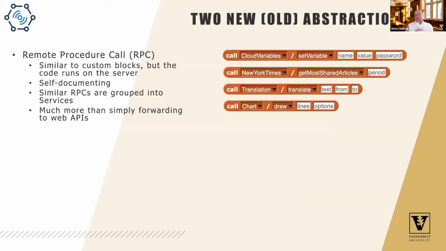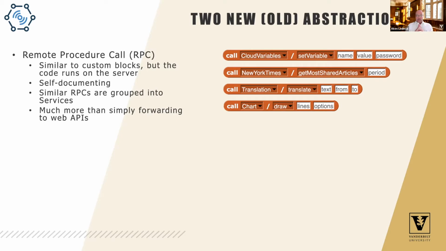Really, there are 2 new abstractions, okay? And by new, I mean old, because they have been around in computer science ever since distributed computing started decades ago. One of them is called Remote Procedure Call, or RPC. The basic idea is that there is functionality running on a remote computer, in this case the NetsBlox server, and let's run that code on the server and get back the result, right? They are similar to custom blocks, but the code runs on the server, okay?